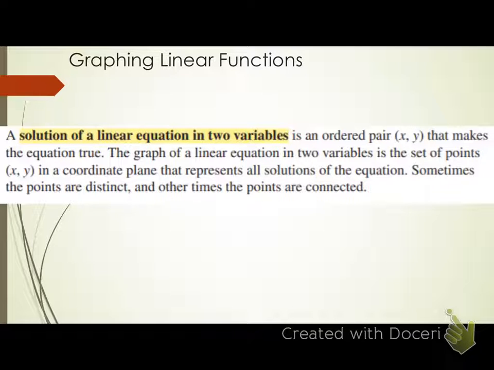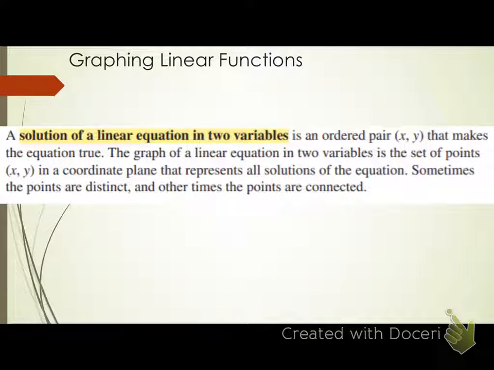The graph of a linear equation in 2 variables is the set of points x, y in a coordinate plane that represents all solutions of the equation. So when I graph a line, it represents all solutions of that equation. Does that make sense? Every point on that line is a solution to that equation.